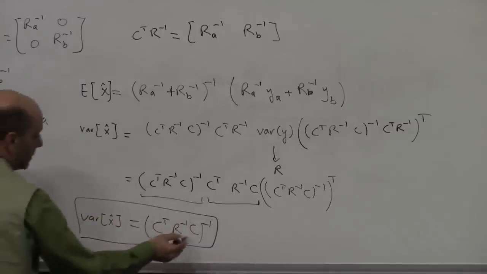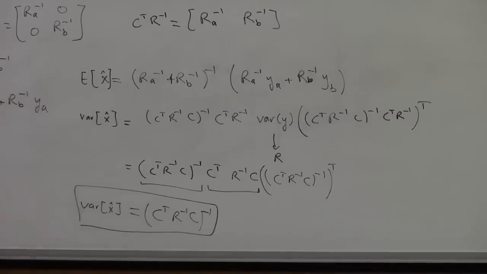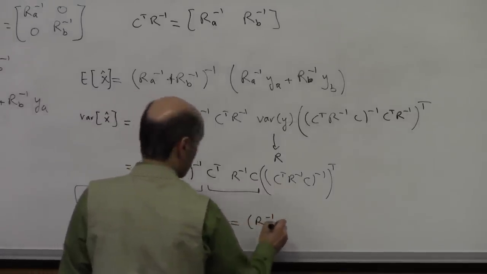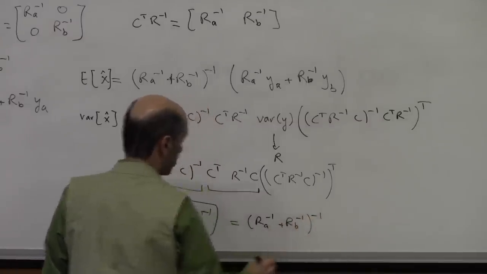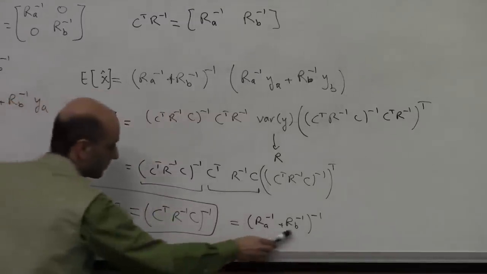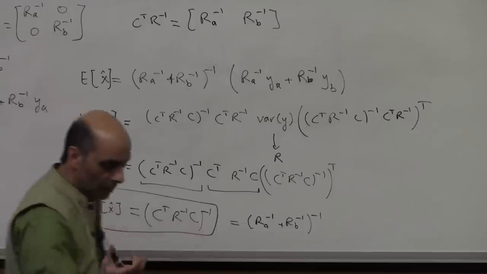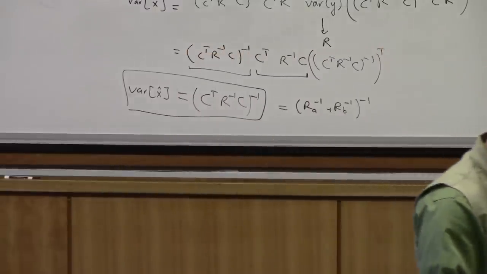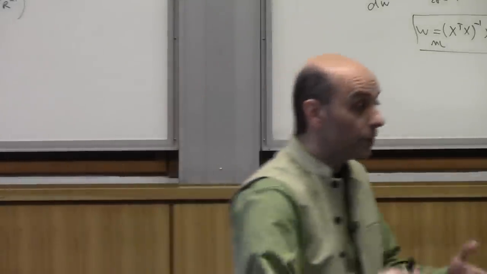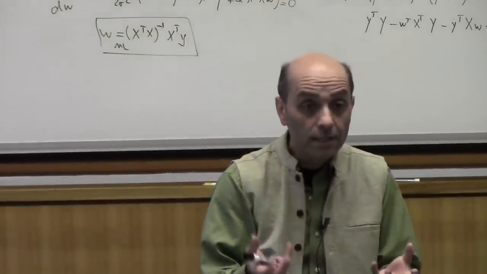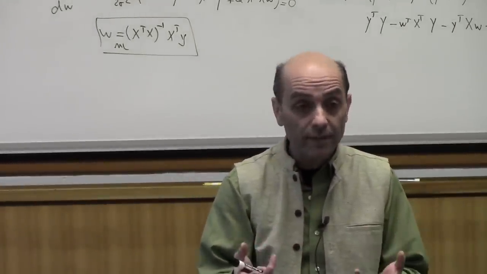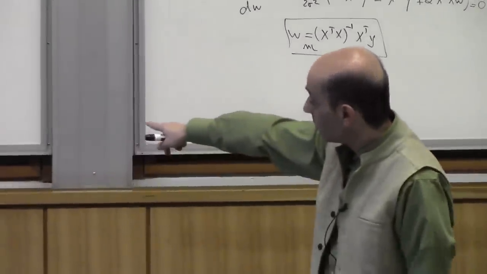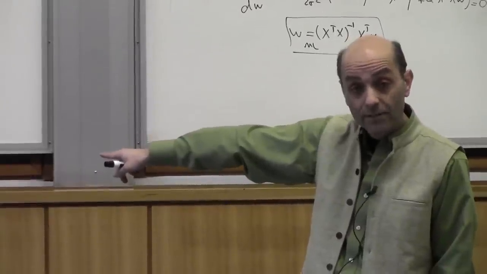Now, why is this important? Let's see what this is. What's C transpose R minus 1 C? C transpose R minus 1 C is here, so I can just write this out. That's RA minus 1 plus RB minus 1, quantity minus 1. What this is telling you is that if you have one measurement that has variance RA, and another measurement that has variance RB, if you combine the two measurements, what you end up with is something better than both of those things. You're going to end up with a variance in your belief that's smaller than either of those two measurements. That number there, RA minus 1 plus RB minus 1, inverted, is smaller than either RA or RB.